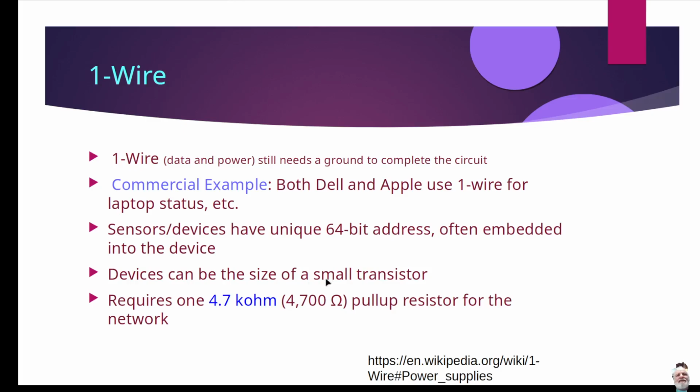Okay. But a lot of these devices are just the size of a little transistor. And all this one wire network requires is that you have a 4.7 kilo ohm pull-up resistor on the network, because if you're sending power to these devices, but when you send data, that actually has to drop to a 0. So you need to make sure that this data line is pulled up to a high when somebody isn't forcing it to be a 0.